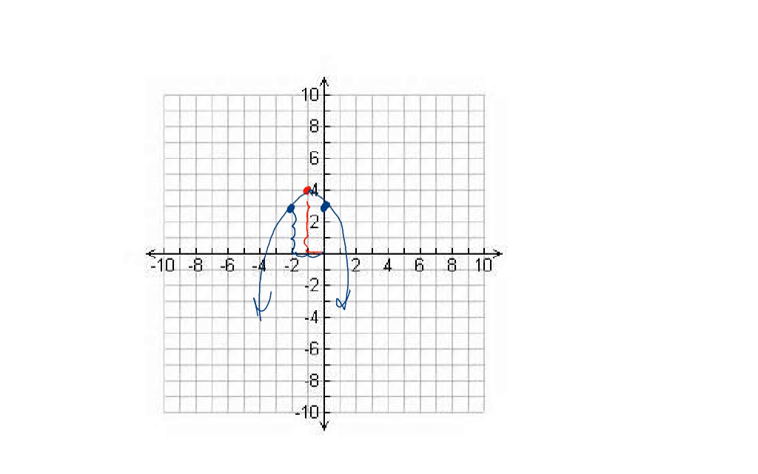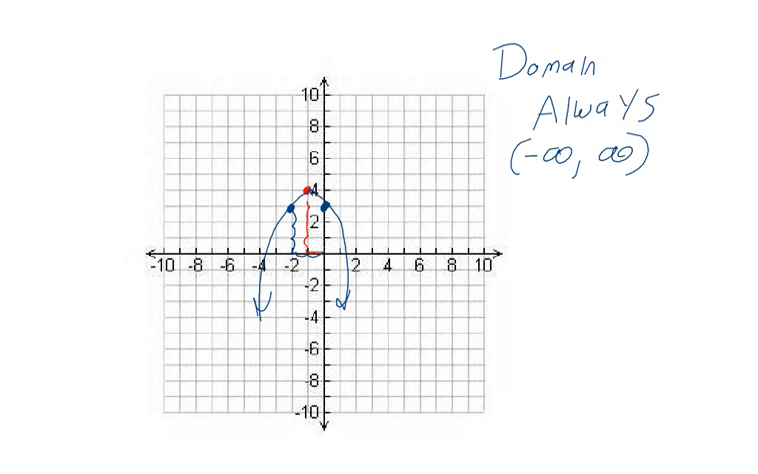All right, domain and range. Here's a hint. For this test, the domain is always negative infinity to infinity. As for the range, it is going to be negative infinity to 4. Negative infinity because it goes down, 4 because that's the highest point. So that part is over. All right, next question.